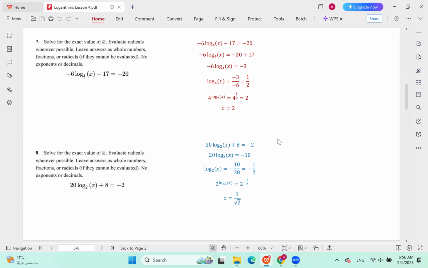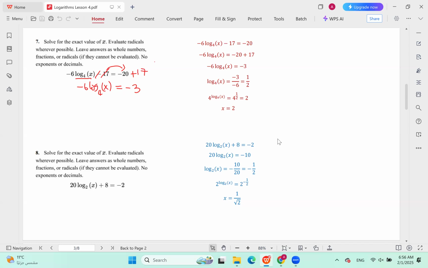Further examples here might have radicals or fractions and stuff like that, just slightly more advanced. Again, our first task is to isolate the log. So we're going to take the -17 to the other side, it becomes +17. And -20 plus 17 gives us -3. And on the left, we have -6 log base 4 x.